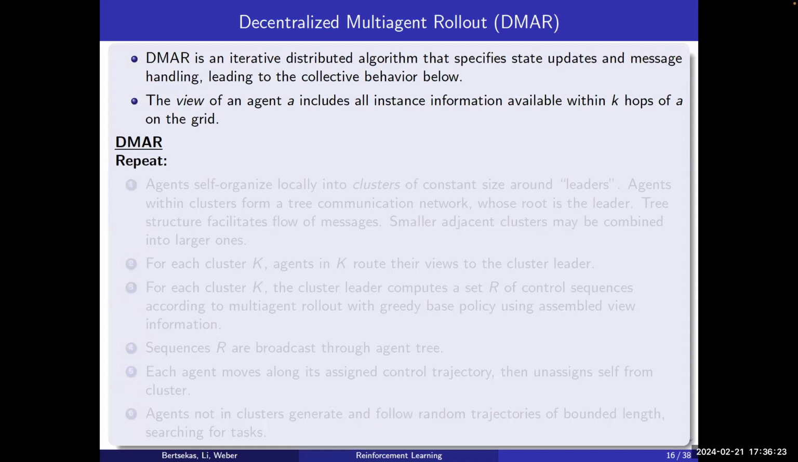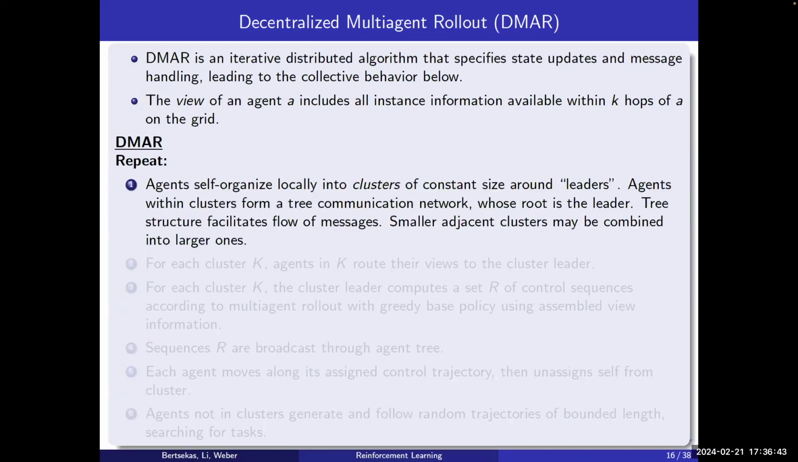Are you going to be assuming that the algorithm for each agent is going to be the same? Yeah, so they're all what we call homogeneous. They all run the same algorithm all the time in parallel. Okay, so what is DMAR? Each iteration of DMAR repeats the following steps.